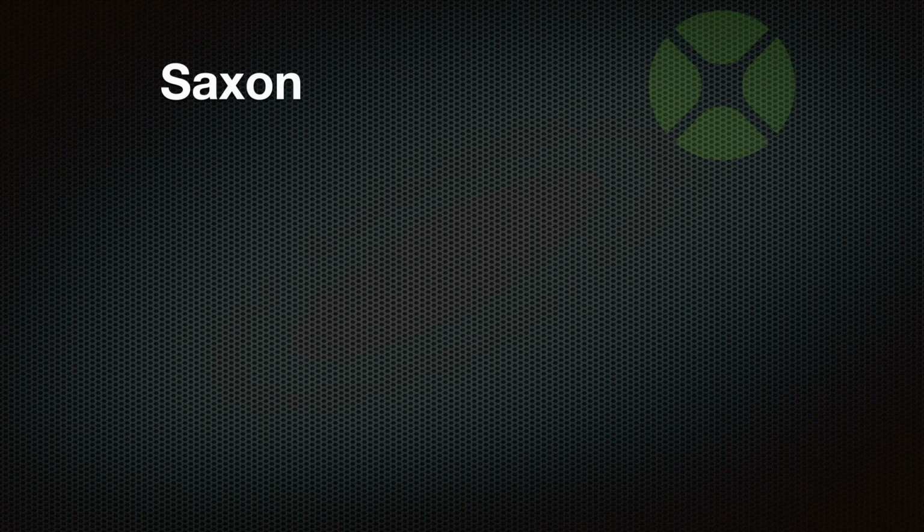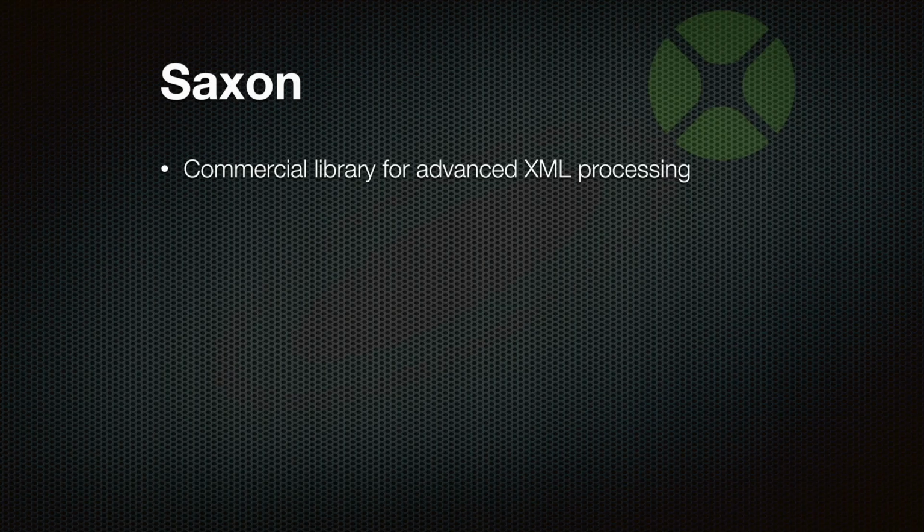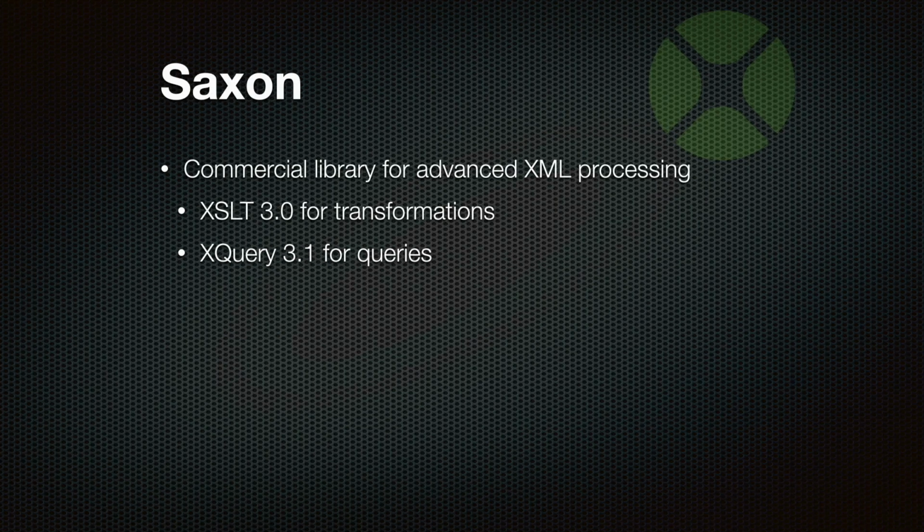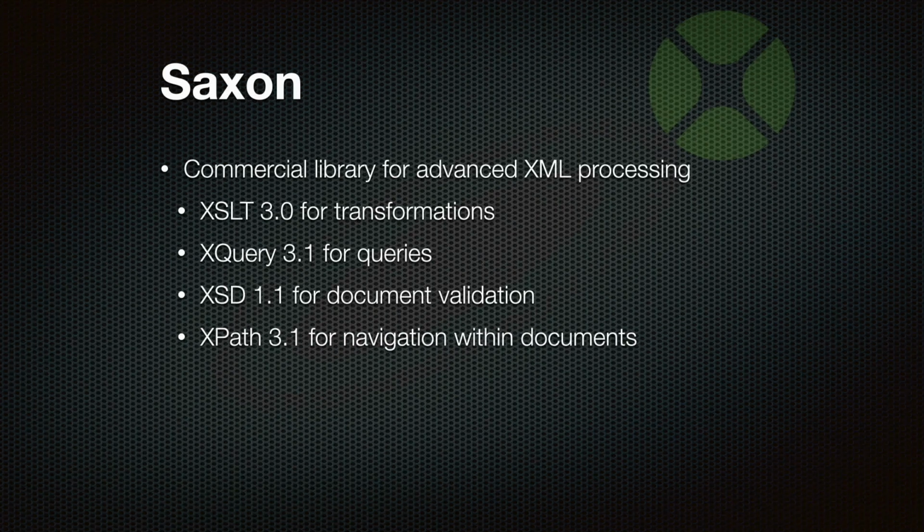Then there is Saxon as a commercial XML library from Saxonica. And it allows you to do much more XML manipulation. Built into Xojo is XSLT 1 transformation in the XML document class. But you may use Saxon to get XSLT 3 for your transformations, XQuery with 3.1, the XML schema validation with version 1, and XPath queries to navigate your documents.